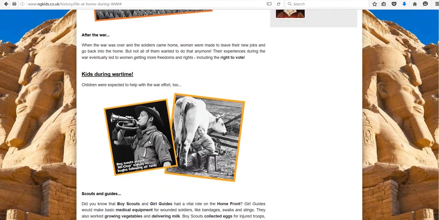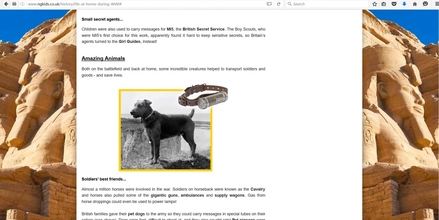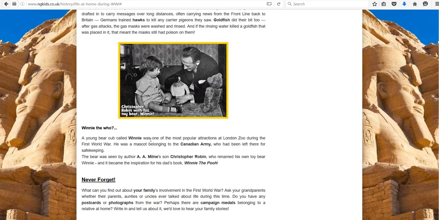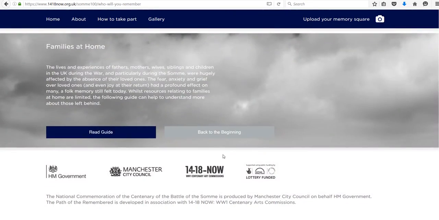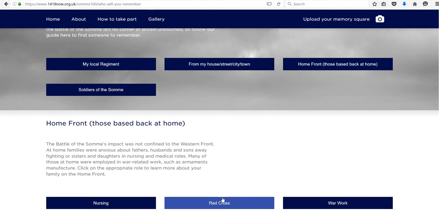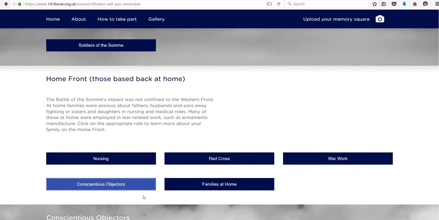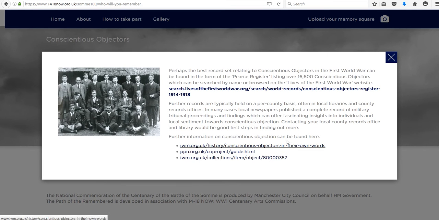So you could look at children and the scouts or the guides, or you could focus on animals. There's so many different options that you can include on your memory square. You might want to look at people that were against it as well, and look at these websites, okay? There are loads of different options that you can include for when you're focusing on a group of people rather than just on individuals.